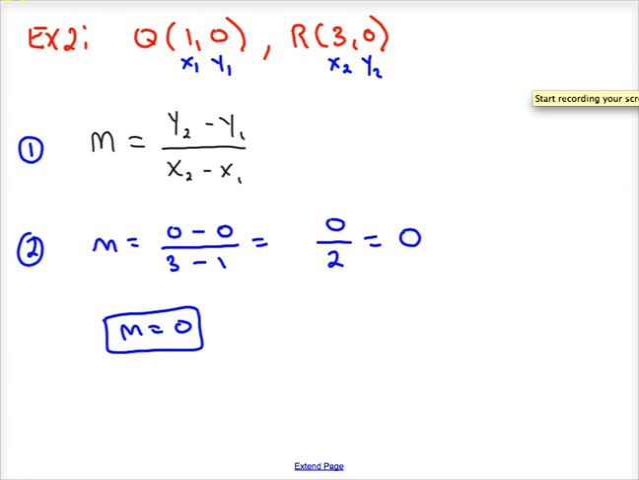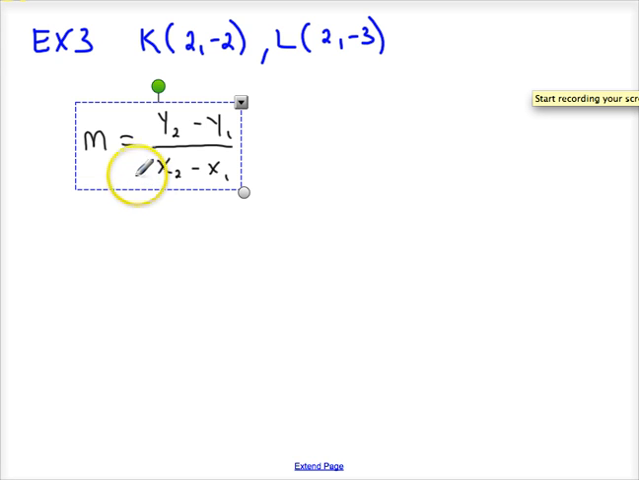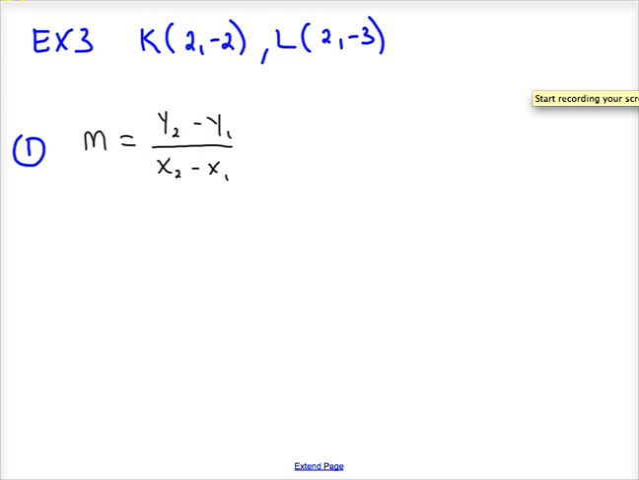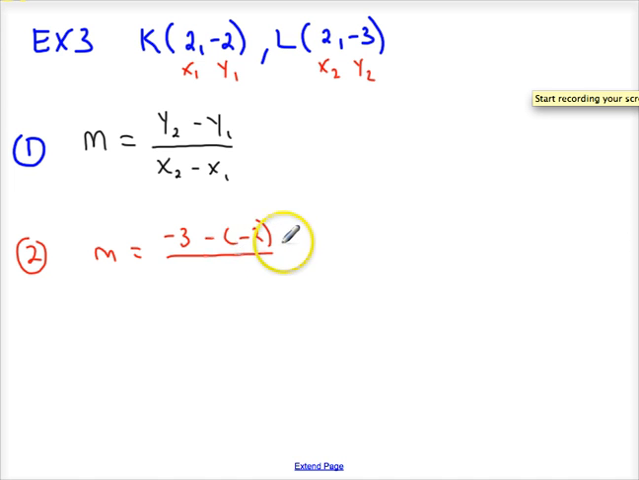Example number 3. The ordered pair K gives the coordinates 2, -2, and L gives the coordinates 2, -3. My first step, I'm going to write down my formula. I'm going to label my units, which will help me when plugging in x2, y2. Plugging in, m equals y2 minus y1, so in this case it's -3 minus y1, which is -2. Notice I'm using parentheses to help me distinguish between the two. x2 minus x1 becomes 2 minus 2.